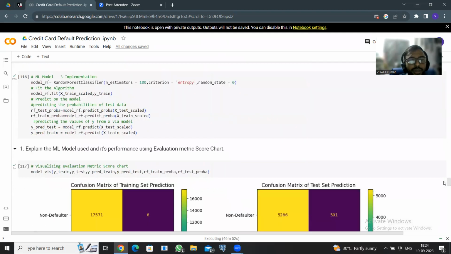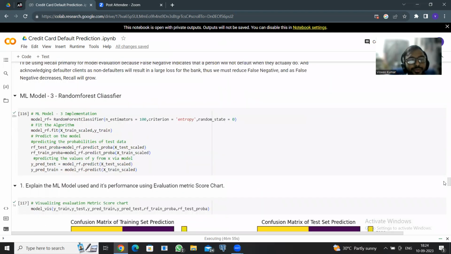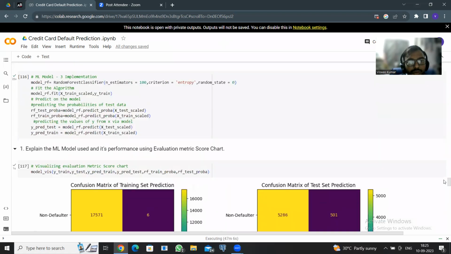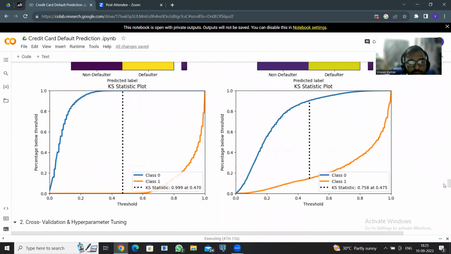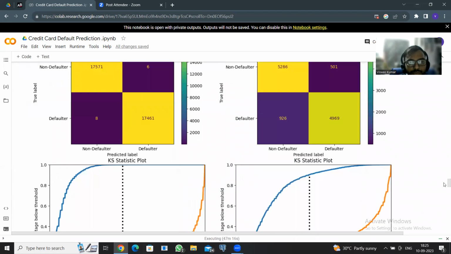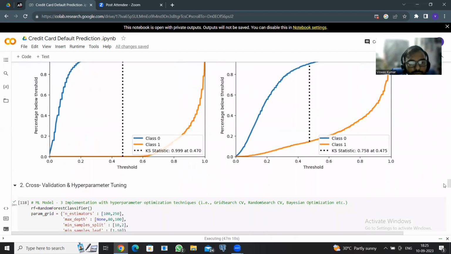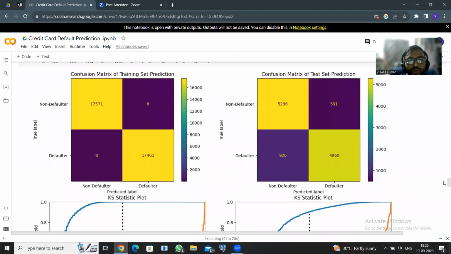The third classifier I used is the random forest classifier with the number of estimators of 100 and criterion equal to entropy. Entropy is the disorderness, meaning it predicts the disorderness between the data. With this implementation, I got the recall score. The KS statistic is 99%, starting from the fourth bin, which is a good score actually.